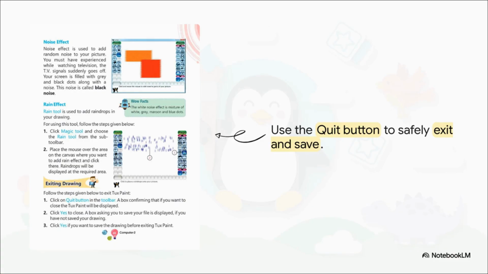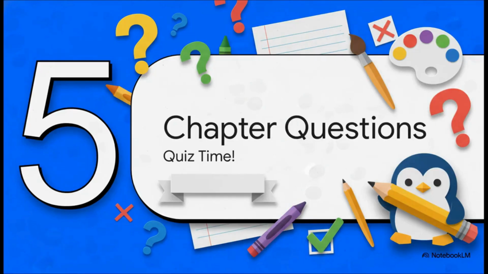Then, if you haven't saved your masterpiece yet, a second box asks if you want to save. Click Yes again. The little penguin mascot will pop up to confirm that your file is safely saved as a thumbnail. And that brings us to section 5, solving chapter questions.